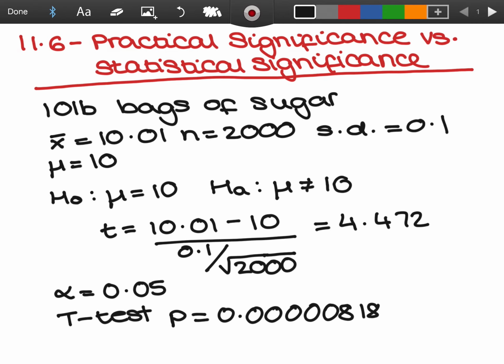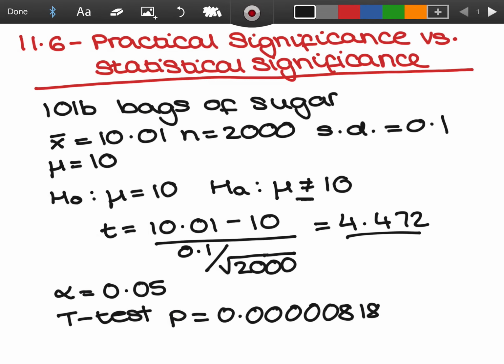That's a really small number. When you find that p-value, you always compare it to alpha. Or if you do it the long way, you compare the test statistic to the critical value. So you could go ahead and work out the critical value here.